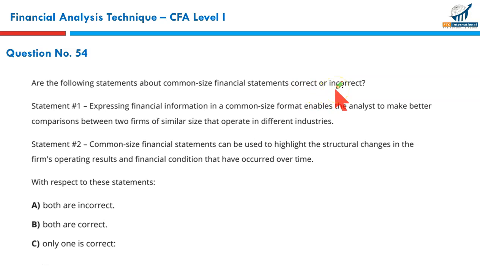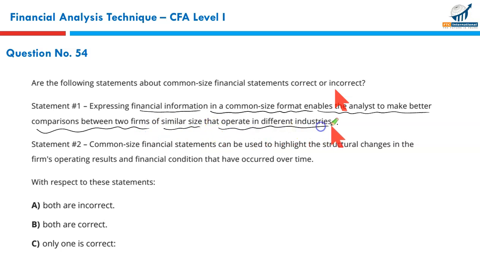Let us see them one by one. Statement number 1. Expressing financial information in a common size format enables the analyst to make better comparison between two firms of similar sizes that operate in different industries. So far so good, but in the last part of the sentence he has totally reversed things. In fact, common size financial statement analysis is used to compare different sized businesses in the same industry.